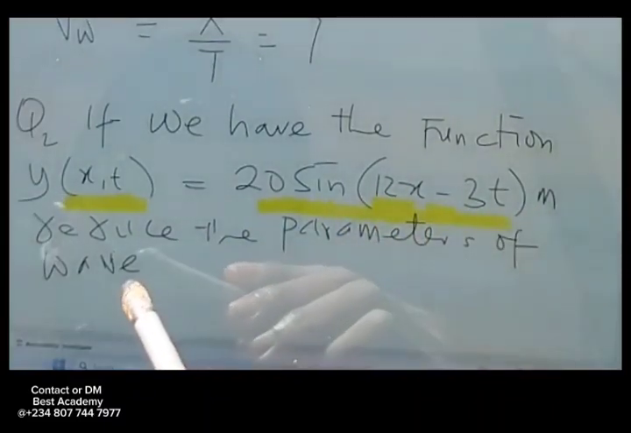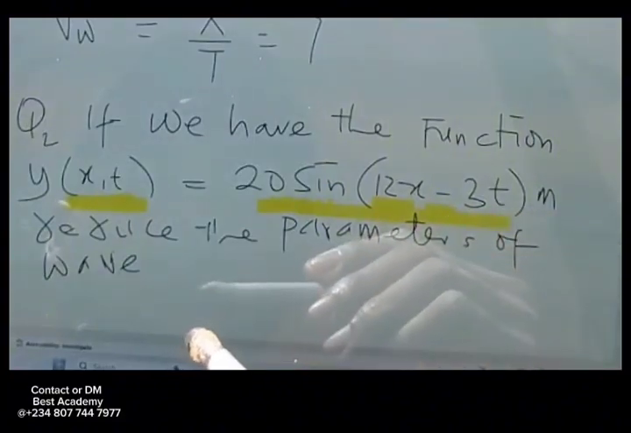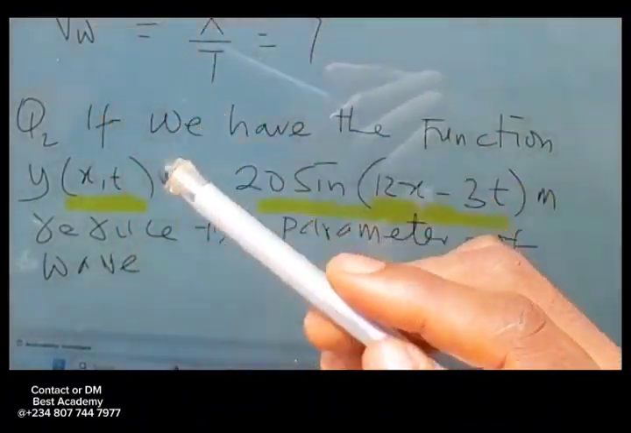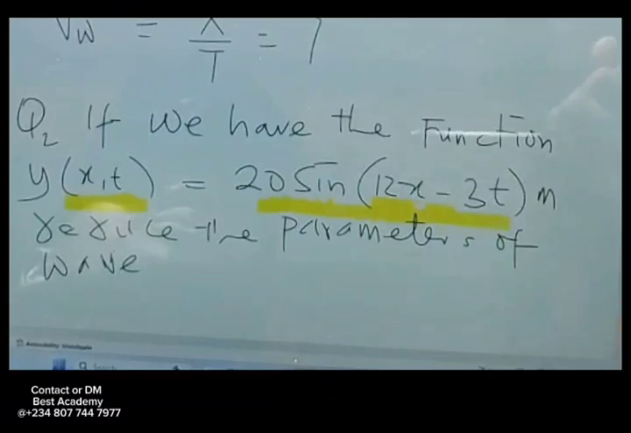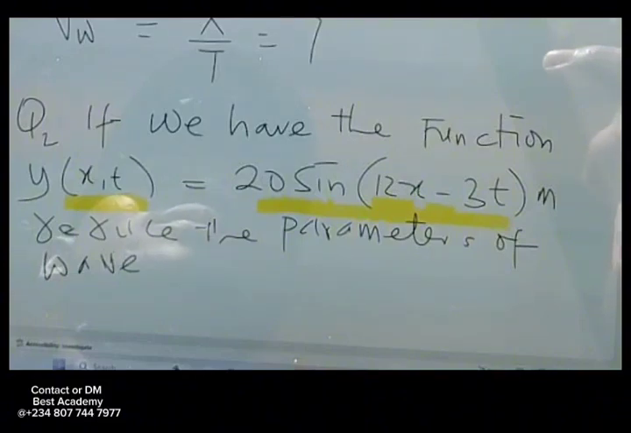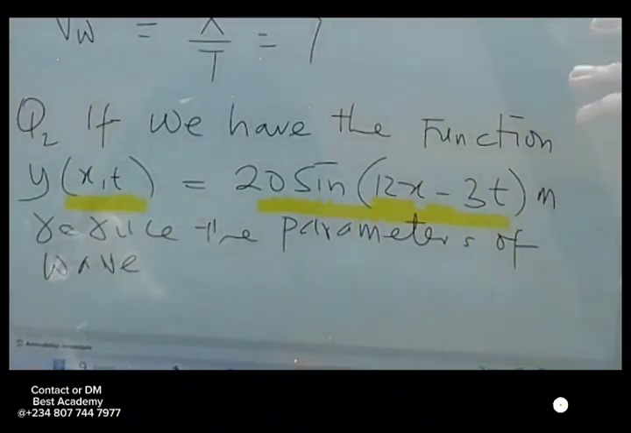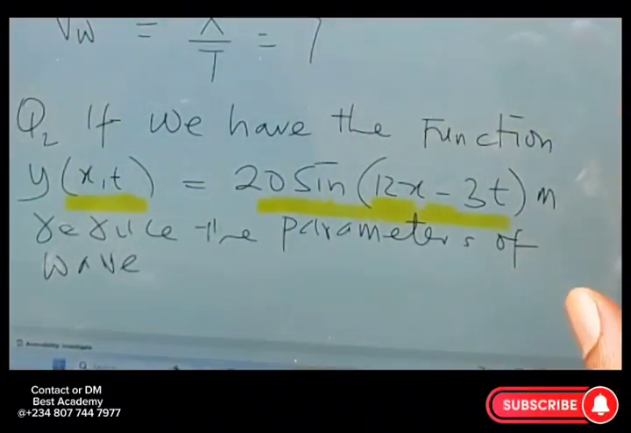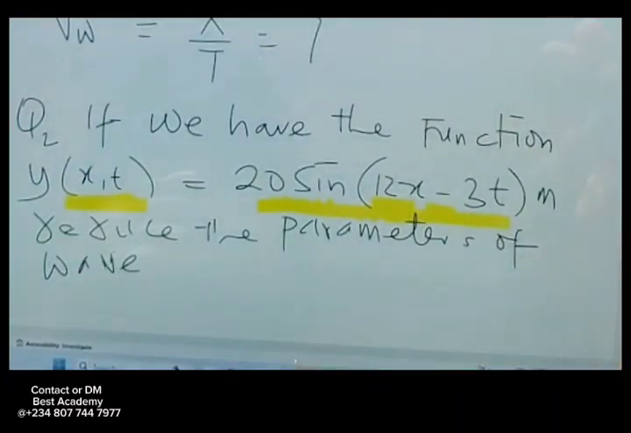Okay, or in meters, we are asked to deduce the parameters of the wave. That is, the parameters of a progressive wave, which are amplitude, what again, wavelength, and wave velocity. So we have to calculate the amplitude, the wavelength, and also the wave velocity. You can do that and drop it in the comment section.